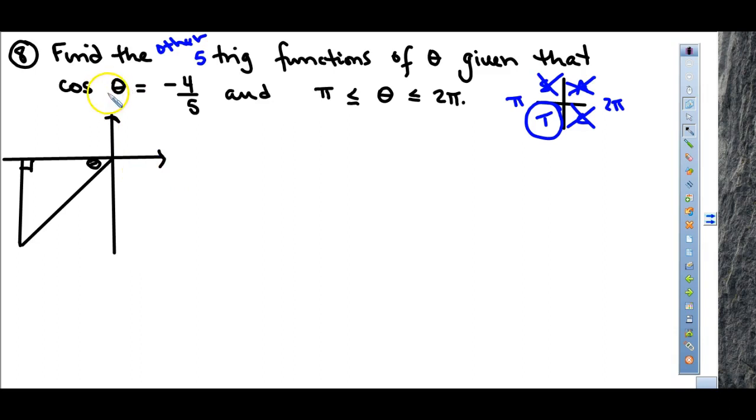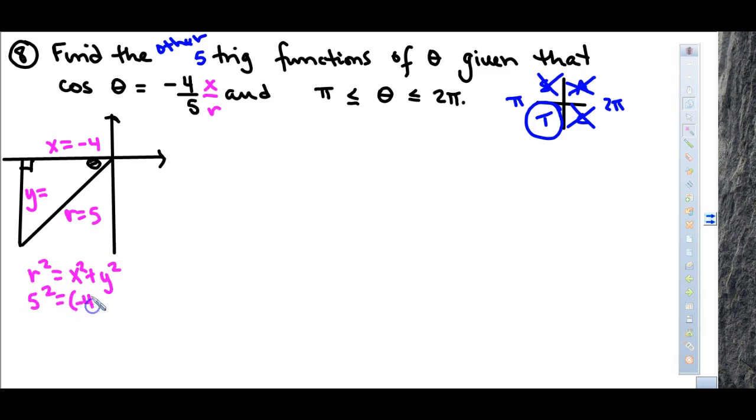Okay? Now, remember that cosine is defined as x over r. So what that tells me here is that r is 5. And that x, which is my horizontal segment, is -4. So I am looking for y. Okay? So I am going to do r squared is equal to x squared plus y squared. So 5 squared is equal to -4 squared plus y squared. So 25 equals 16 plus y squared. 9 is equal to y squared. So y can be positive or -3.